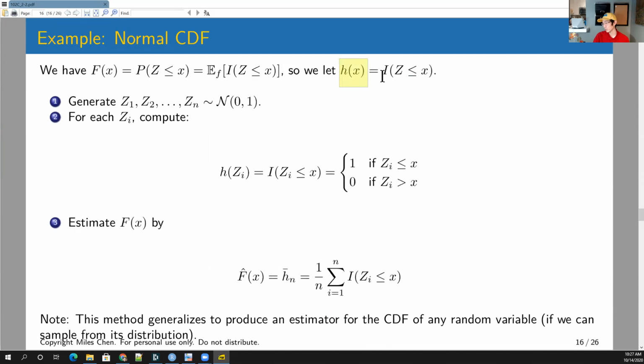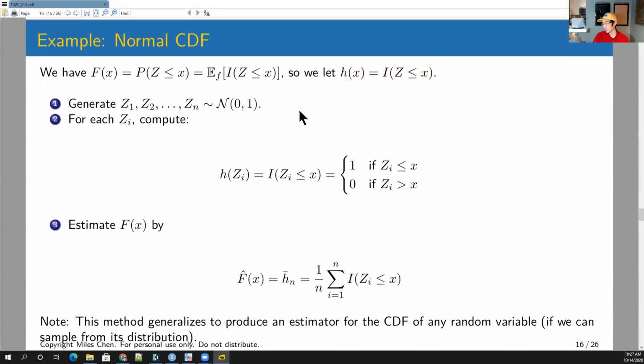We're going to let h of x equal the indicator function, to compute the normal CDF. It seems really silly once we go through all of this, but basically we're going to generate a bunch of random values from the standard normal distribution. So we're going to use rnorm on the computer, or some function like that. And then we compute whether z is less than or equal to x, and we're either going to get ones or zeros. Then we estimate the CDF by just taking the mean of the ones and the zeros.